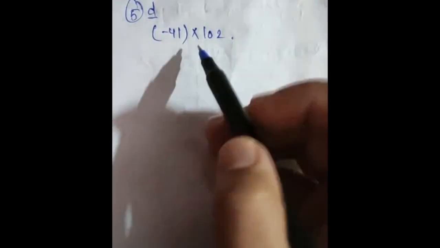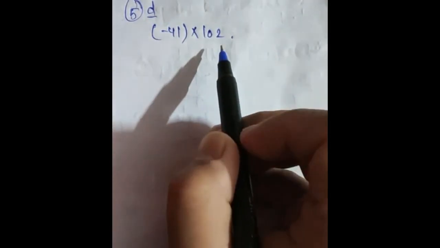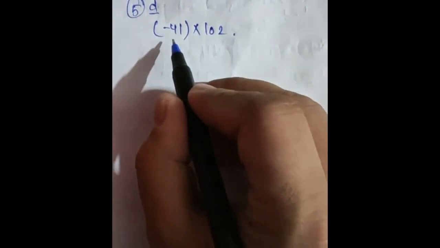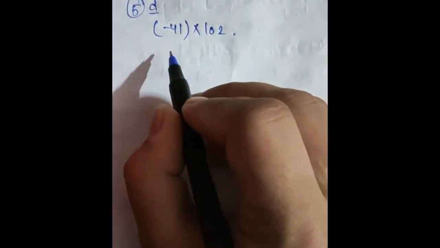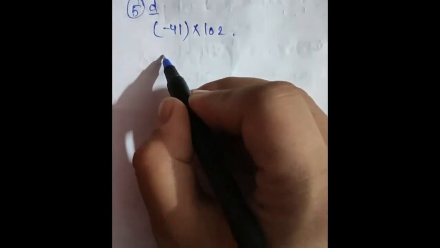Okay, next question we have, that is 5d, minus 41 into 110. Then you have to find the product using suitable properties. Okay, so here you have to multiply. I'm going to use distributive property here. Let us write the formula for that.